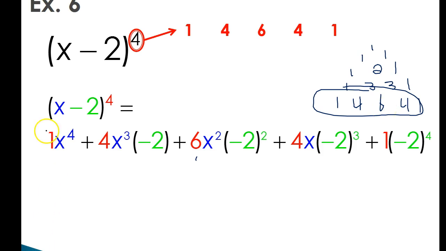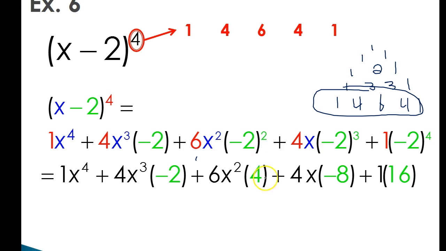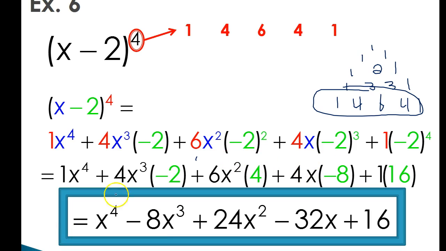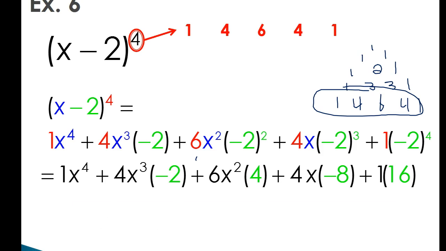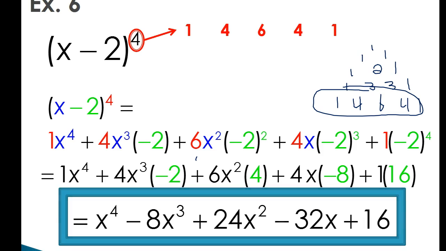And when we clean this up, we need to make sure that we raise everything to the power that it needs to be raised to. And then we're going to multiply any numbers that are part of a term that haven't yet been multiplied. So 4 times -2 is -8, so we put -8. But 6 times +4 is +24, so we put +24. And the exponents and the variables come down. Oops. And that is the answer.